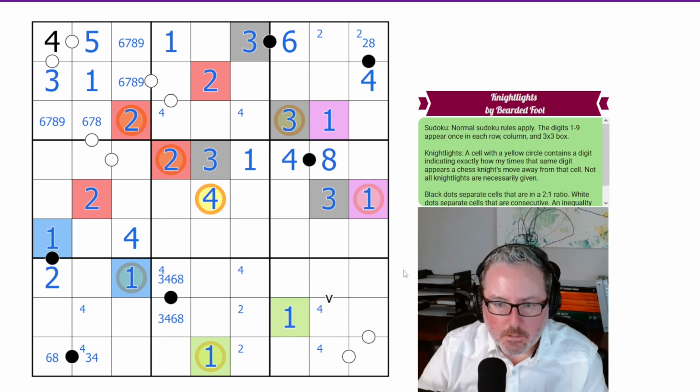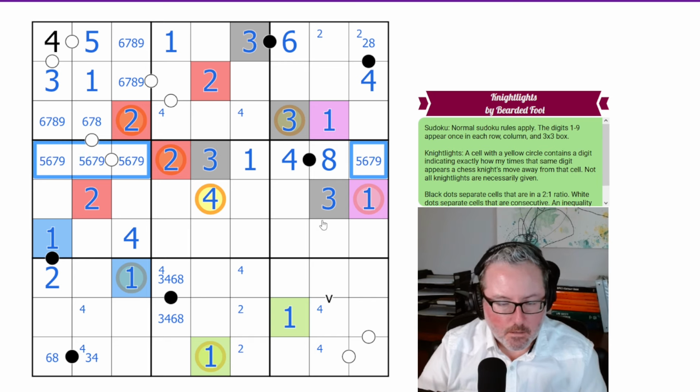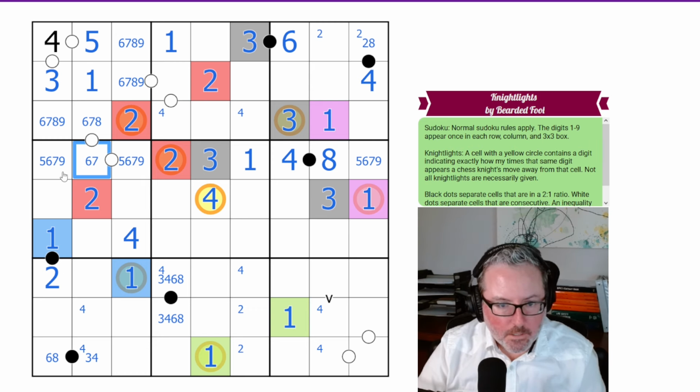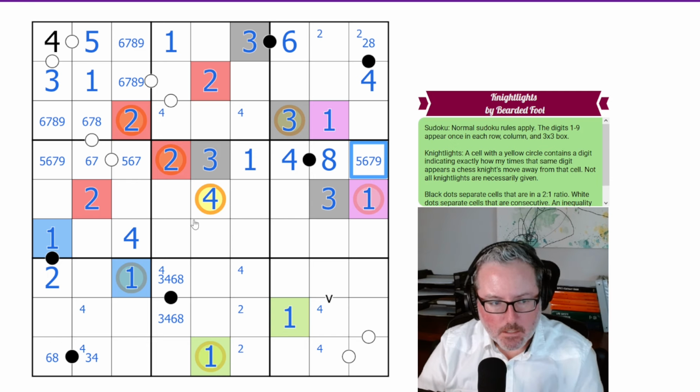Okay, what's the next place? Maybe this row? Because we have to have a 5, 6, 7, and 9. Now, this can't be 5. This can't be 9 because you couldn't put an 8 here. We don't have any of these other larger digits, so putting in large digits isn't great. So 9 goes in one of these two. I'm not sure which one just yet.